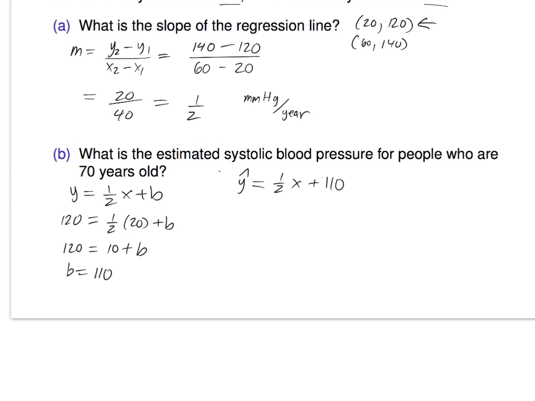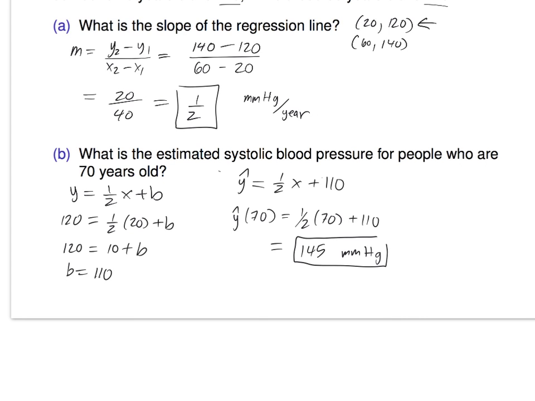So how would you do 70-year-olds? Plug in 70 for x. Very good. So y hat of 70 is 1/2 times 70 plus 110, which I think is 145. And does it make sense that on average, as age increases, blood pressure for most people tends to increase? Unless they have a life event and change their health habits and stuff, right?